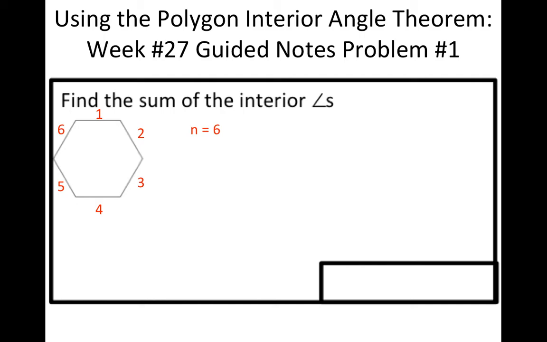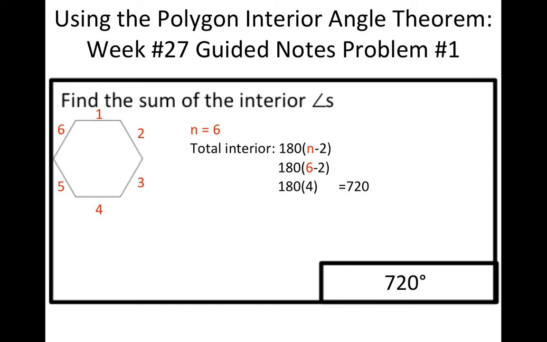So we know n equals 6. And our formula for the total interior is 180 times n minus 2. If n equals 6, we can substitute in 6 for our formula there. Multiply that out, we get 180 times 4, which equals 720. So the sum of the interior angles of this hexagon here is 720 degrees.